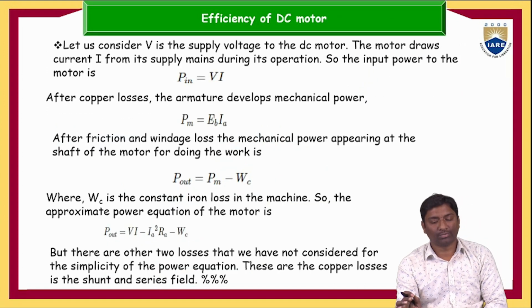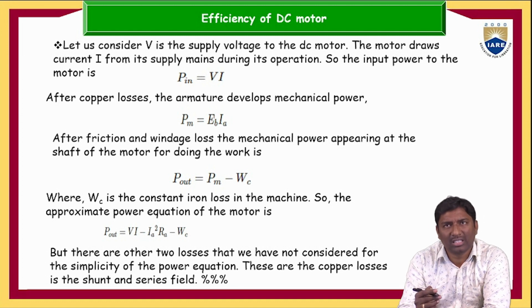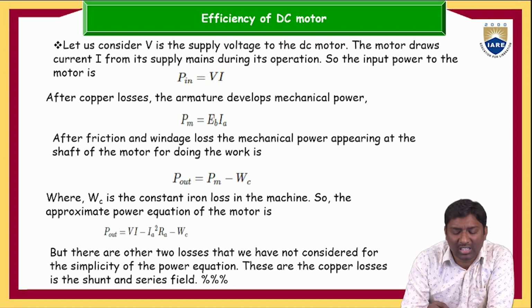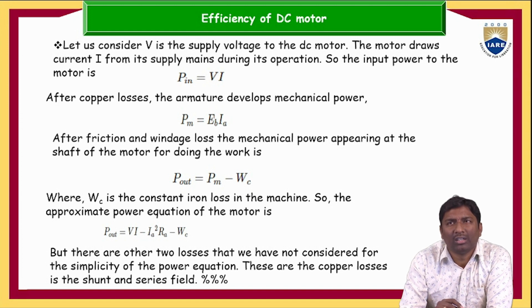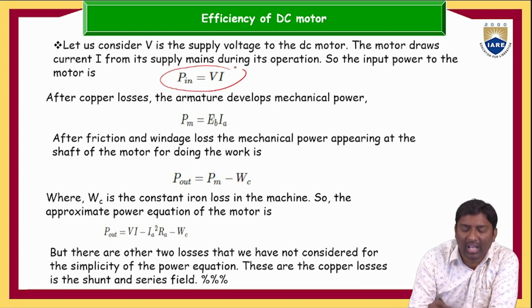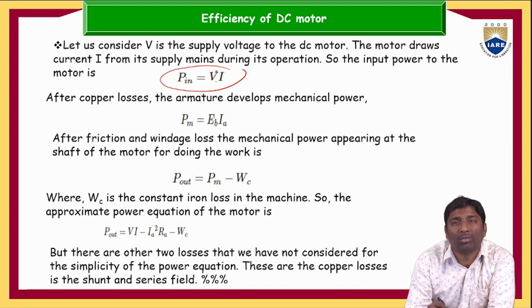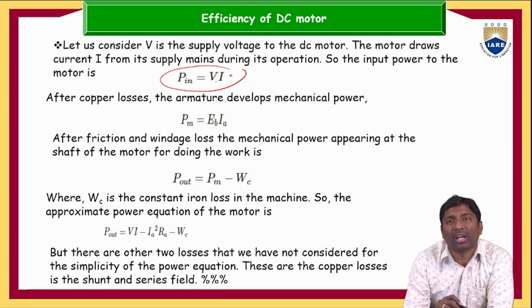Okay. Now, efficiency of the DC motor. Let us consider V is the supply voltage to the DC motor, and the motor draws current I from its supply mains during its operation, so the input power to the motor is electrical power, that is V into I. V is the supply voltage, I is the terminal current.